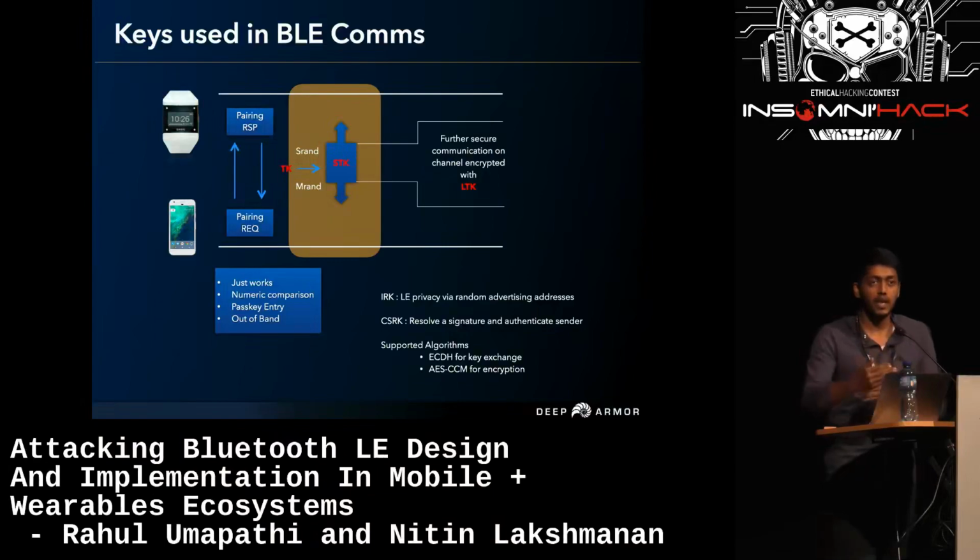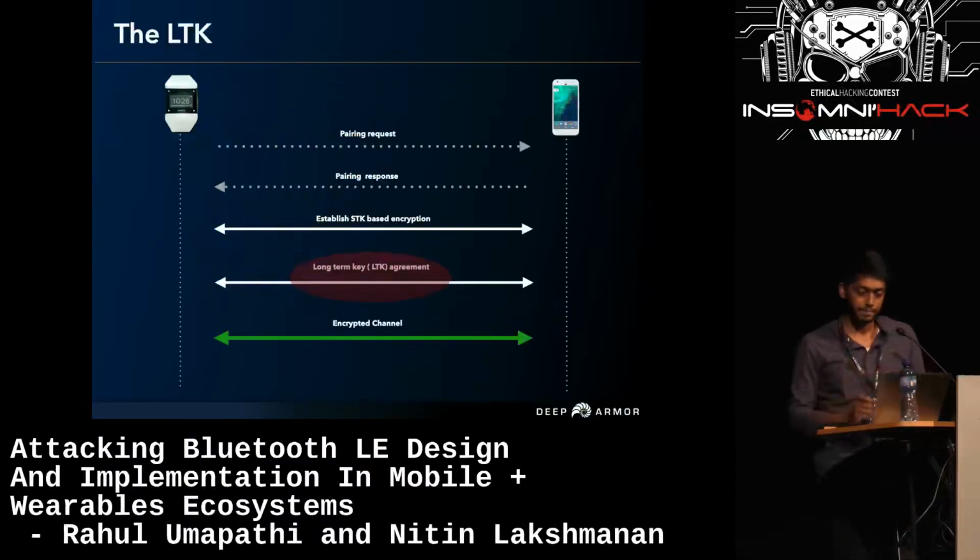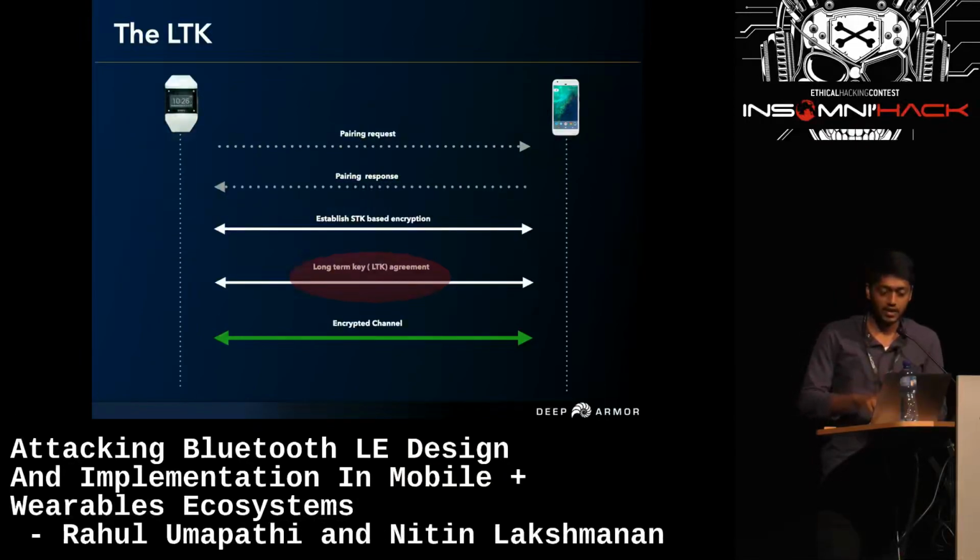Once the LTK is negotiated between the device and the phone, the rest of the Bluetooth communication will be encrypted using LTK. So these are the steps: pairing request, response, then the STK is exchanged, and after the exchange and agreement of the long-term key, the channel is encrypted.